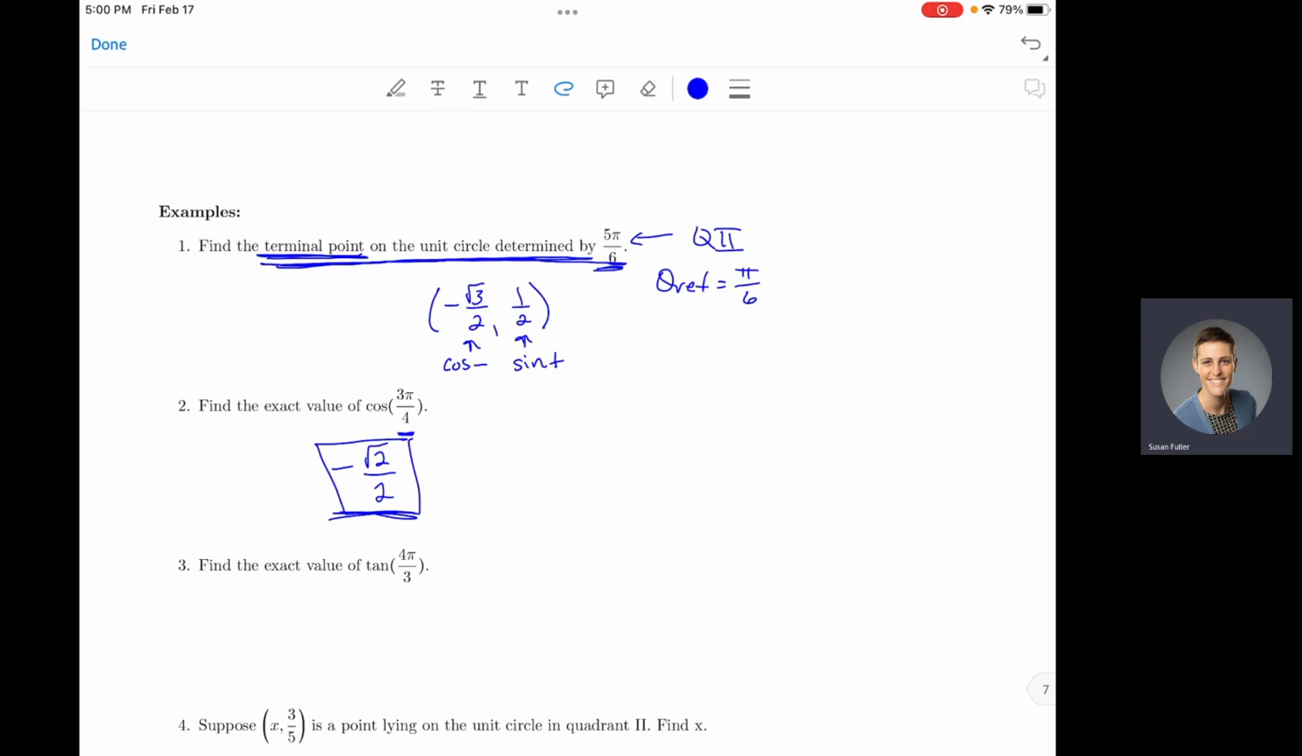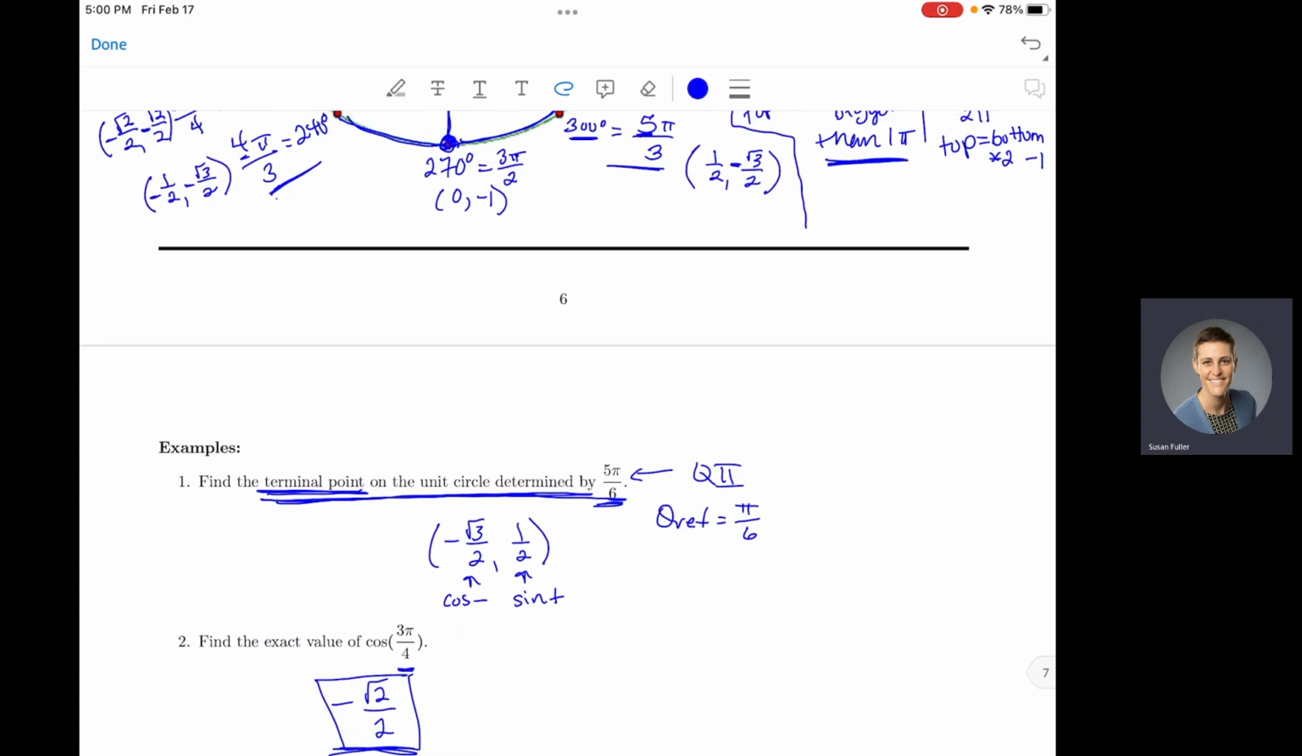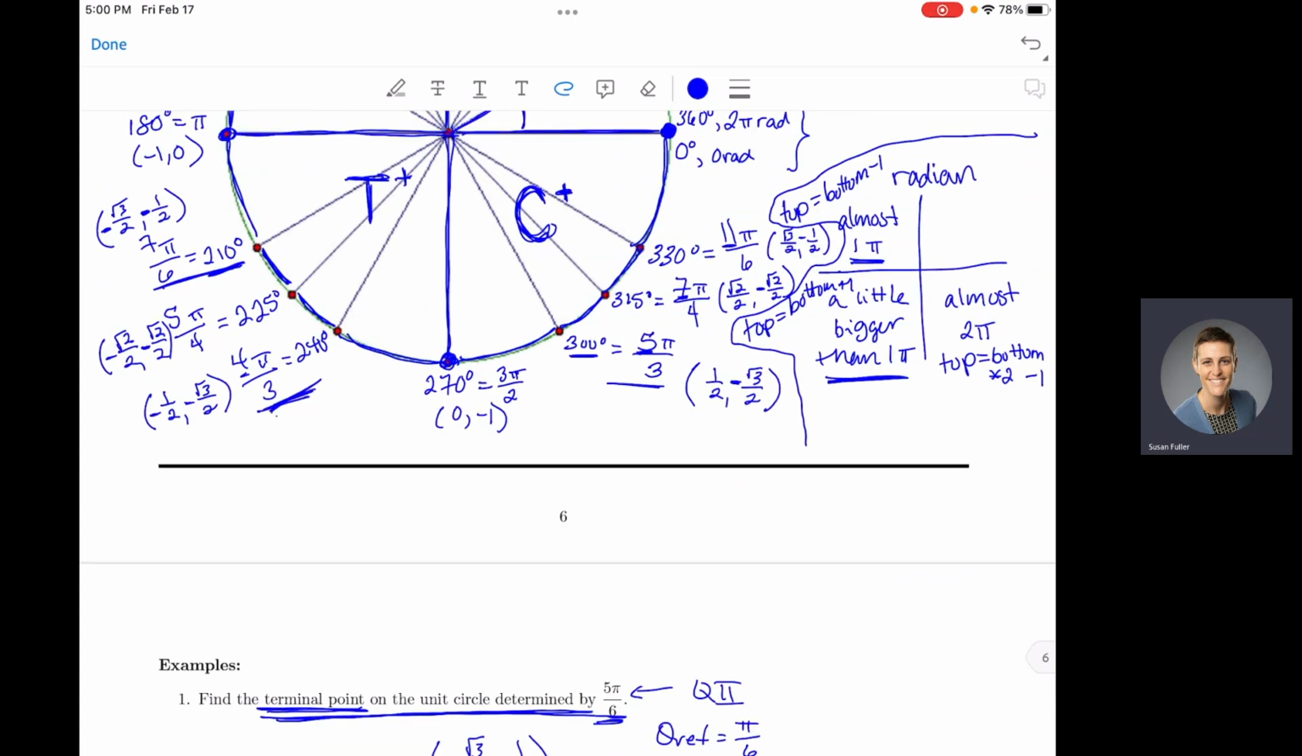Find the exact value of the tangent of 4 pi over 3. Okay, 4 pi over 3. 4 over 3 is a little bit larger than 1. 1 would be 3 over 3. So I know this is going to be in quadrant 3. 4 pi over 3 is right here. And I want the tangent of 4 pi over 3. Well, I'm not sure. Tangent's not on the unit circle. X is cosine, y is sine, but I need tangent.